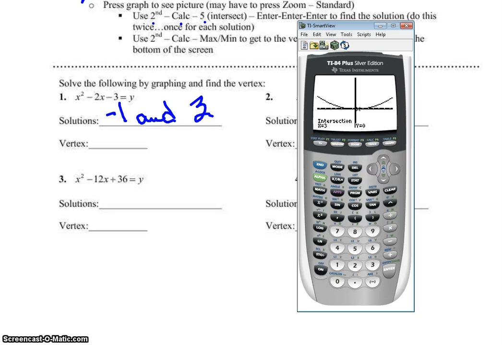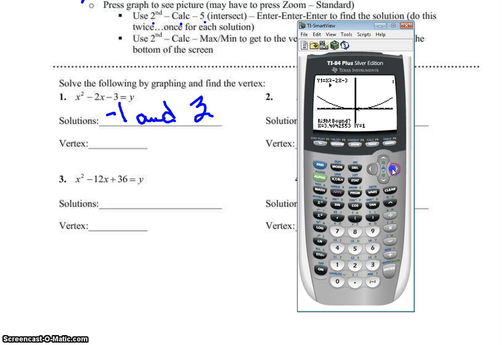We also have to find the vertex. This is a low point, which means it's a min. So we're going to go second, calc, number 3 for minimum. Move your cursor until you are to the left side of that low point. There's not an exact place that it has to be, just somewhere to the left. Press enter. Go to the right until you get on the right side.